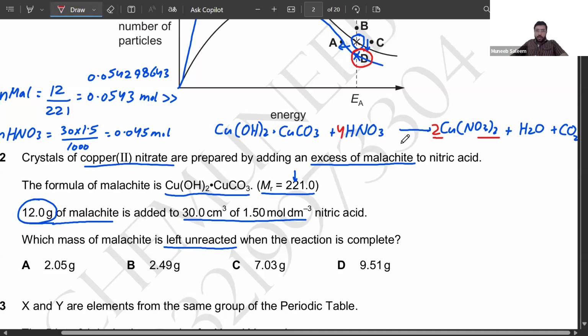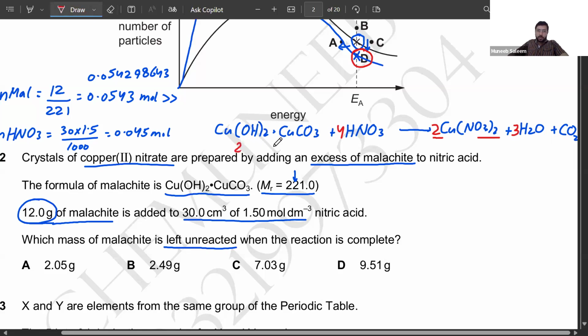Now to balance the hydrogen atoms, you can check that there are four hydrogen atoms from here and two from here, six. So to make six, I have to put three over here. Now the hydrogen atoms are balanced. You can check the carbon atom: there is one carbon on the left and one carbon on the right.